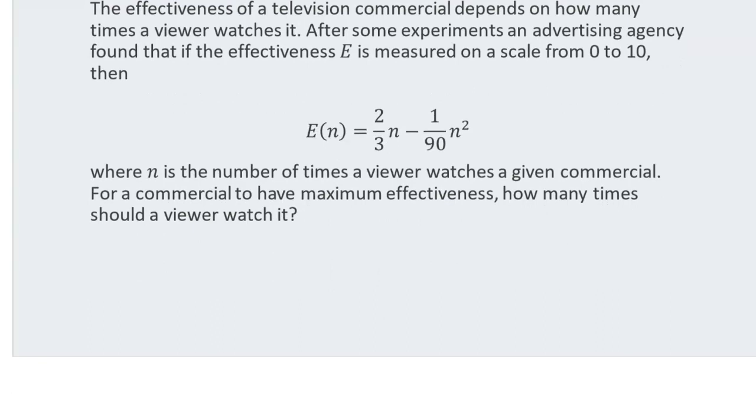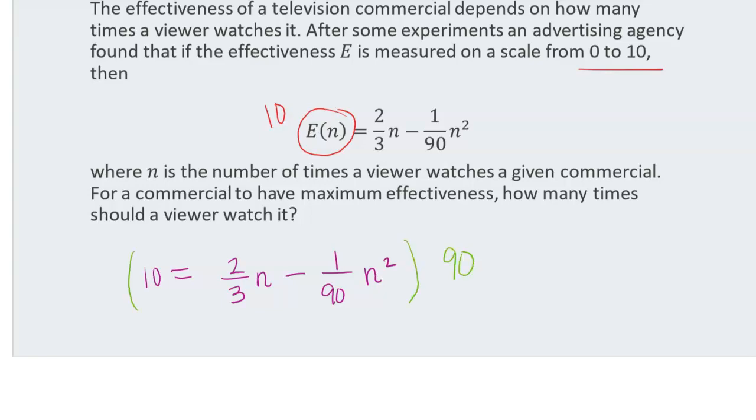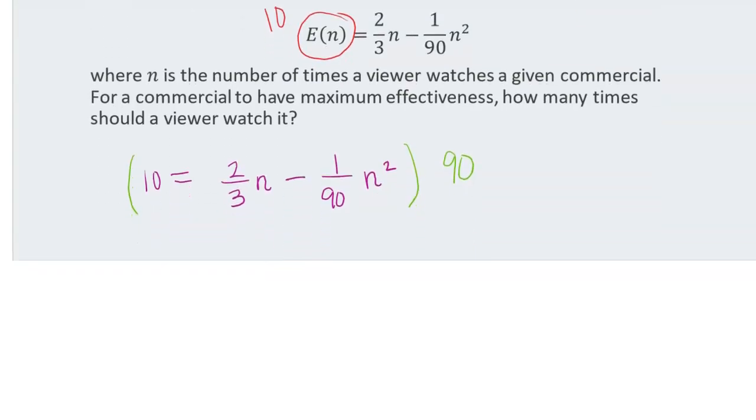So since their scale is going from 0 to 10, we want the effectiveness here to be 10. So we'll plug that in to the equation on that side. So we'll write 10 equals 2/3 n, minus 1 over 90 n squared. I definitely don't like all these fractions. So right off the bat, I think what I'm going to do is multiply everything by 90 so I can clear all of these fractions.